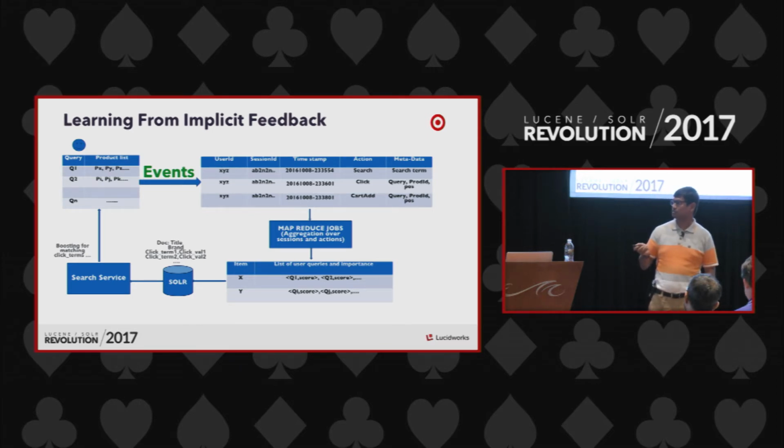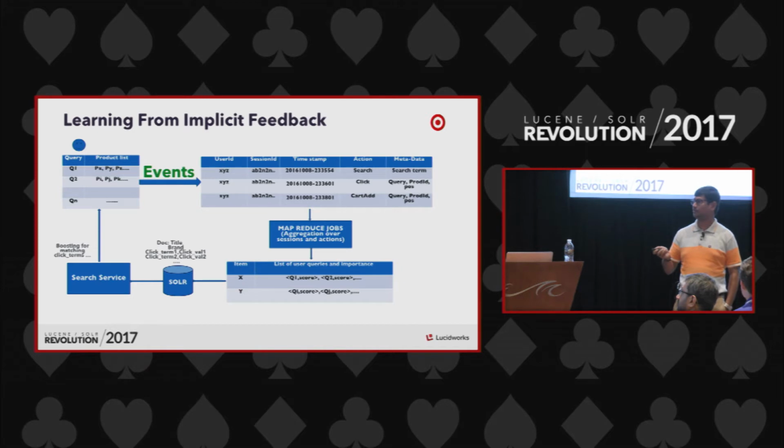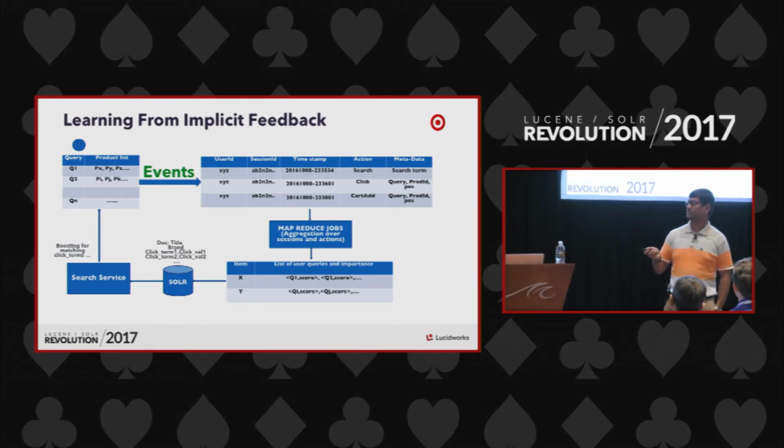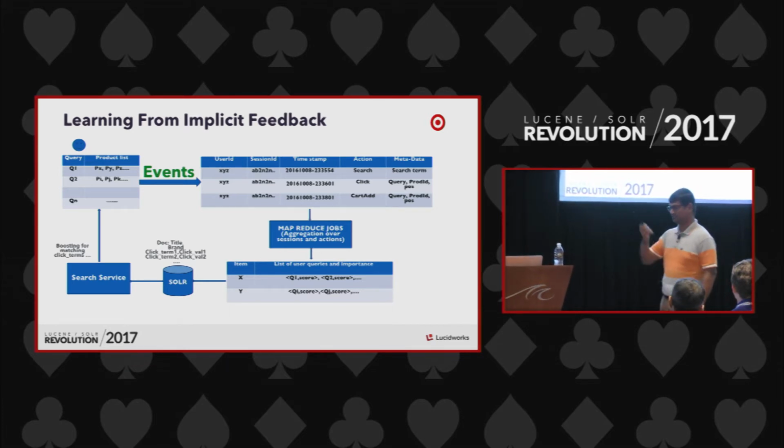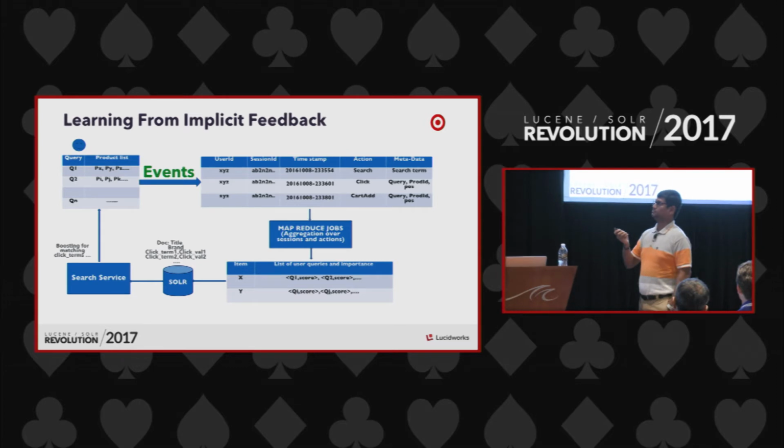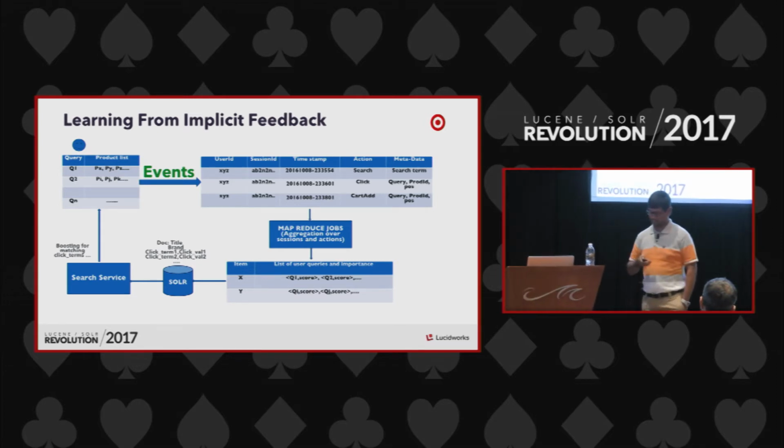And then during search time, the same data is used, and the Solr function and boost queries are applied on this data to get the re-ranked result set. And that is fed back to the user again. So this is an implicit feedback mechanism and the flow that we are using for ranking.